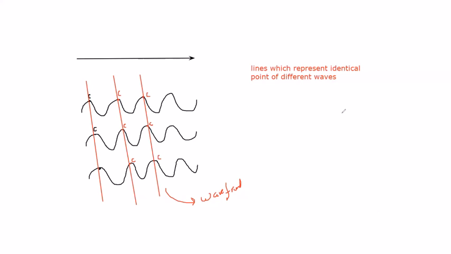So instead of drawing all the waves, we have to match all the identical points. When we match the identical points, the lines which join these identical points are called wave fronts.